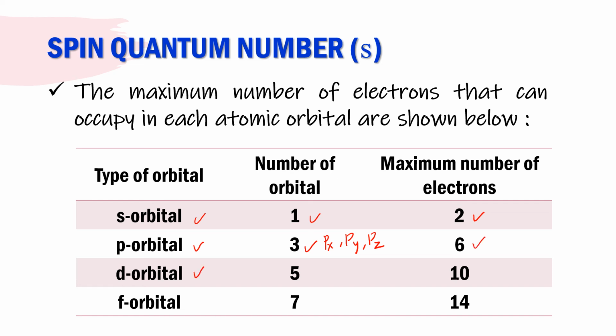For the d orbital, it has 5 orbitals, which are represented by the dxy orbital, dyz orbital, dxz orbital, dx square minus y square orbital, and the dz square orbital. We have 5 orbitals, thus it can hold up to a maximum of 10 electrons. For the f orbital, it has 7 orbitals, so the maximum number of electrons is 14 electrons.